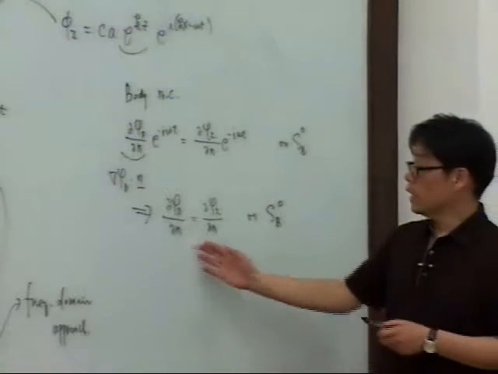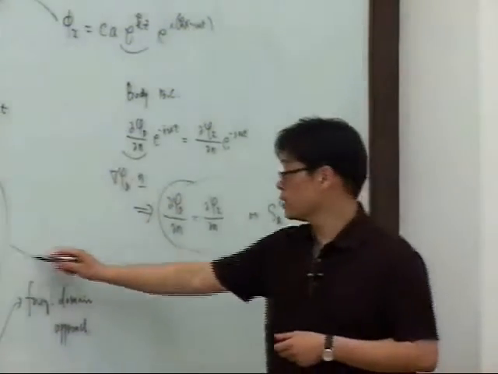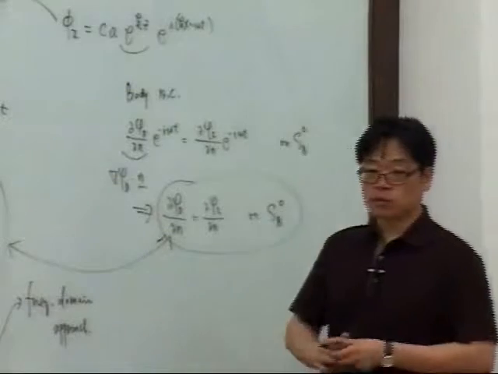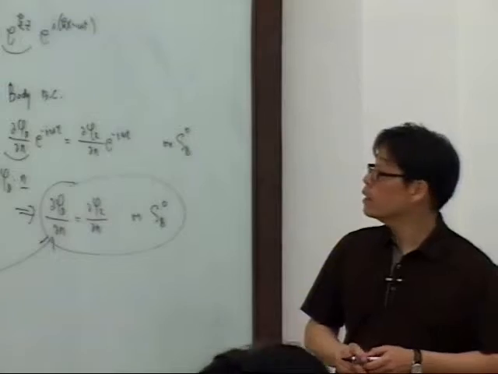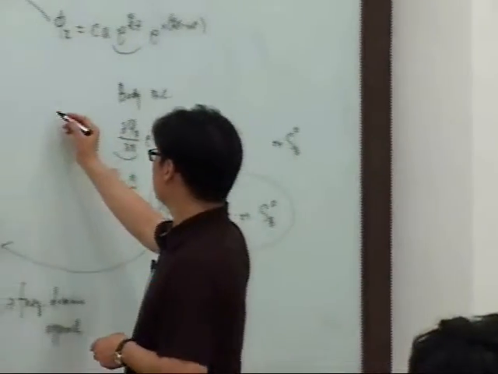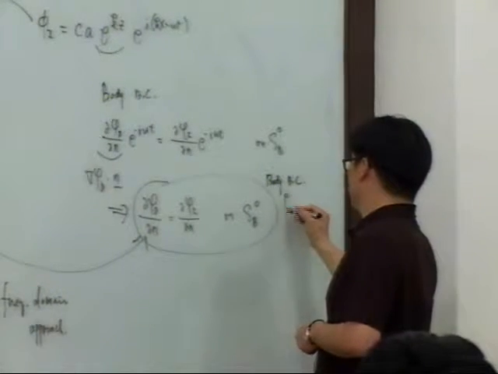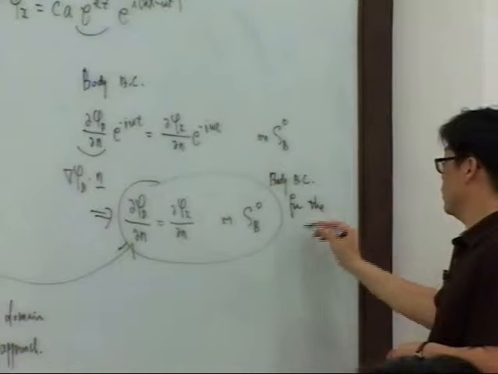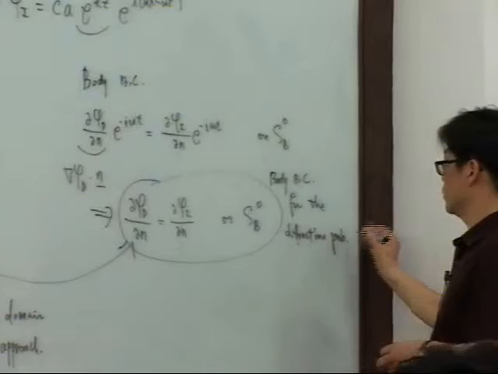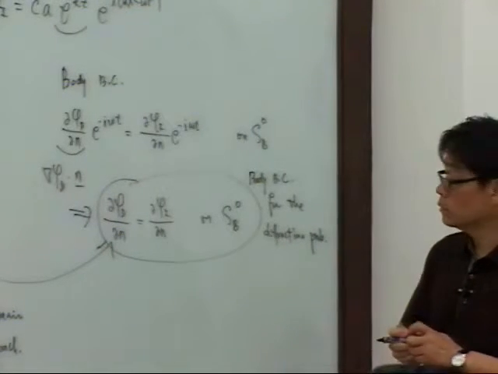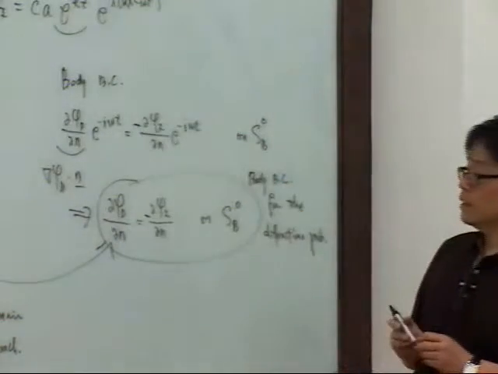Okay? Still, I don't have a time dependency. So you combine this and this, and then you solve the diffraction problem. Okay? So this is for the diffraction problem. So this is the body boundary condition for the diffraction problem. Yeah. Thank you. I need a minus sign here.